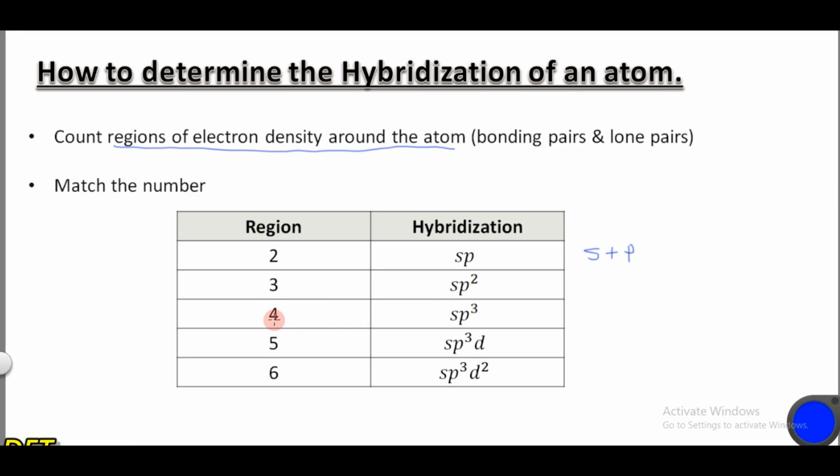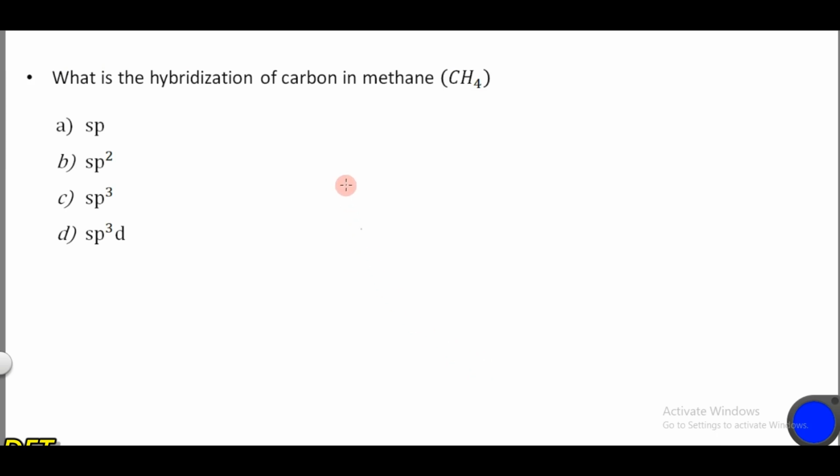If the region of electron density is 4, that will be sp3 hybridization. If the region of electron density is 5, that will be sp3d hybridization. If the region of electron density is 6, that will be sp3d2 hybridization. So this is very important. Let's look at an example here.